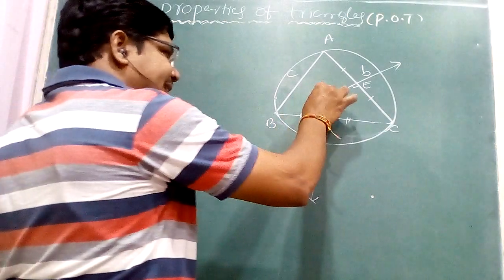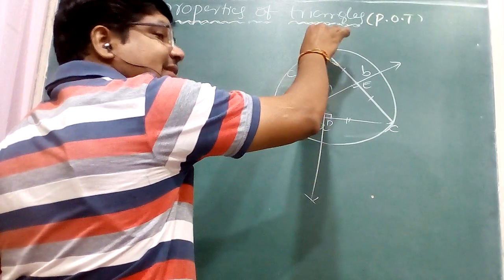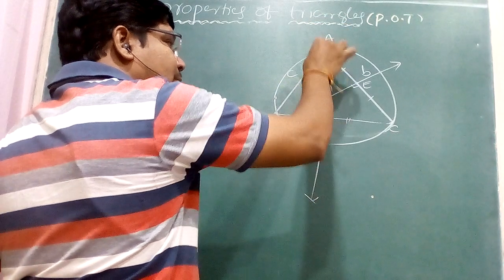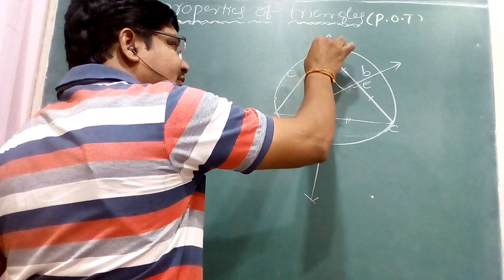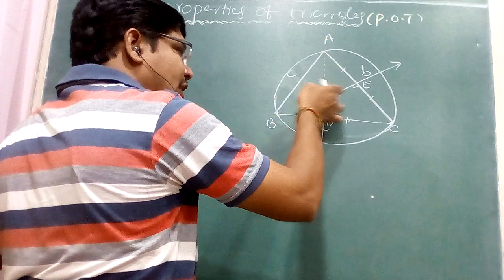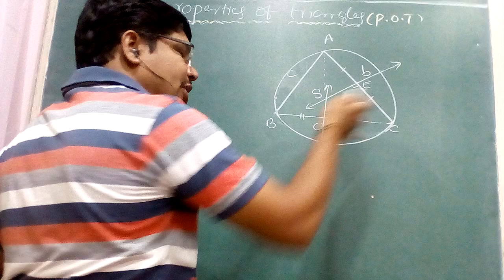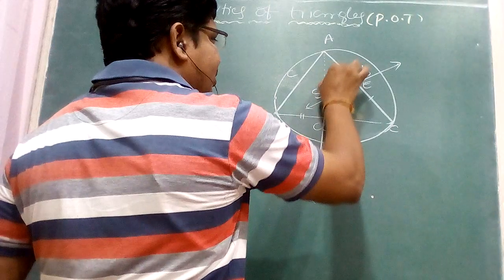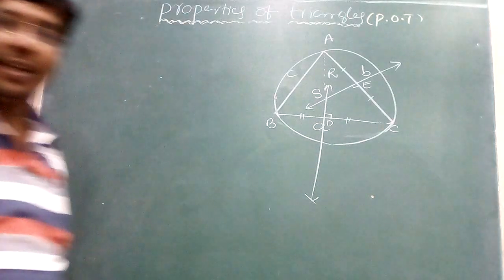Now S is the center. From S to A, that length you can take as the circumradius. Either S to A, S to B or S to C, the length is always the same. That length you can take as the radius.